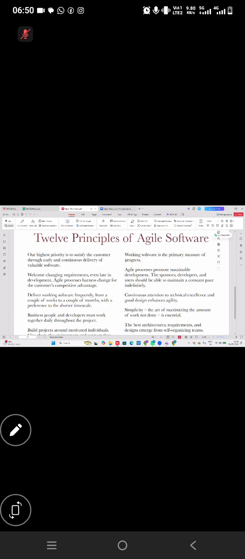Now the next one we are talking about: there are 12 principles. What are the 12 principles? Please focus. They are very simple. Just focus with the examples.